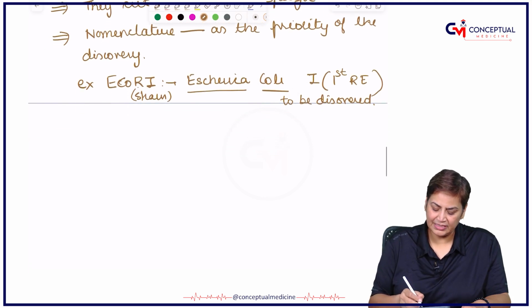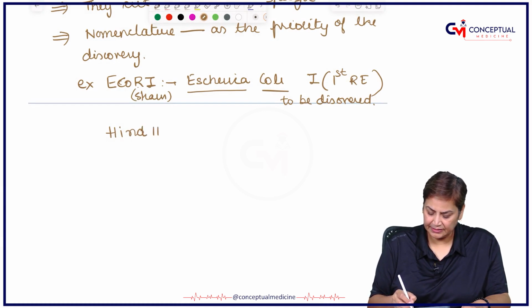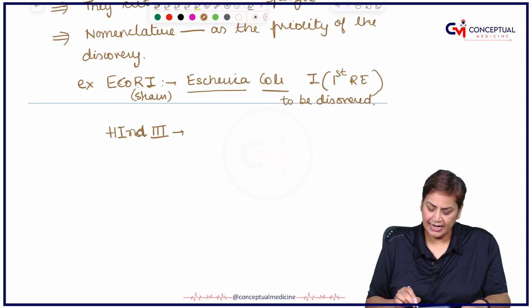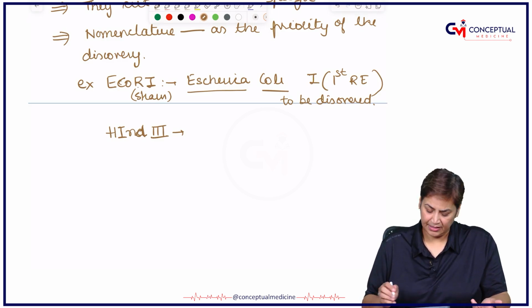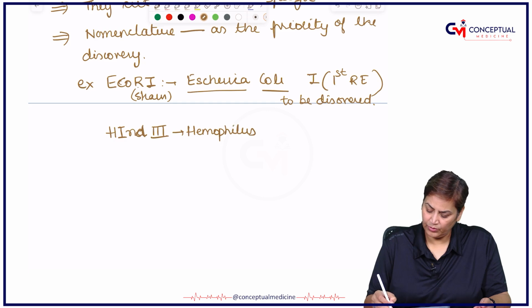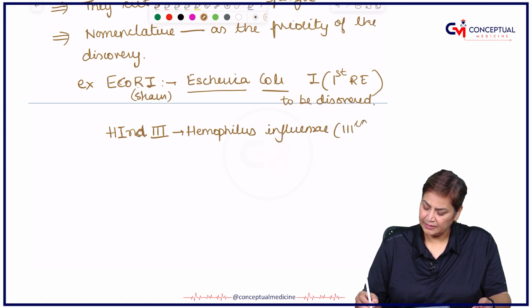Okay, similarly one more is there, HindIII. So if we talk about the name Hind, it is Haemophilus influenzae, and d is the strain, and third means that first was EcoR1, then it was the third RE to be discovered.